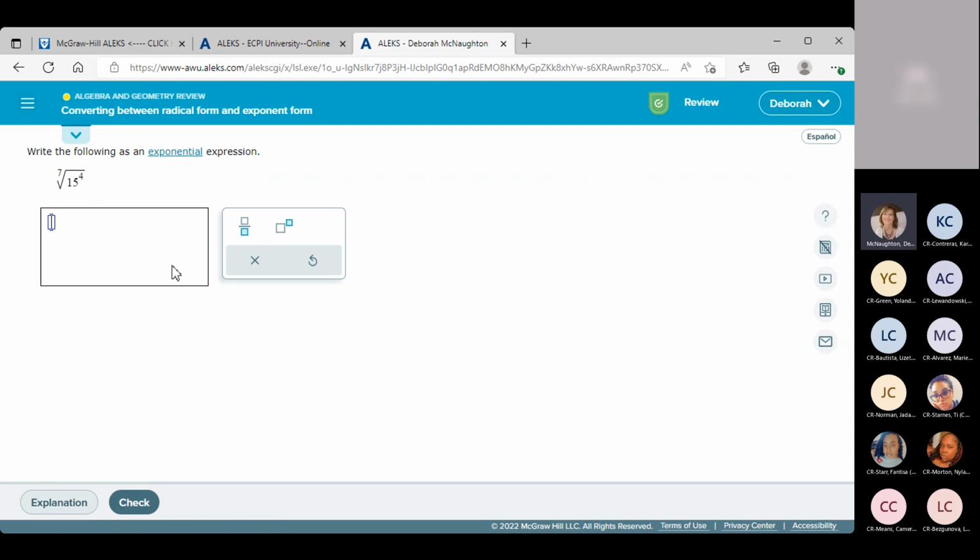Do one more. So same thing here. This is 15 raised to the power, which is the numerator, 4 divided by 7, the root is the denominator.